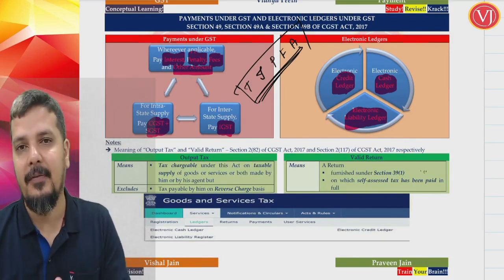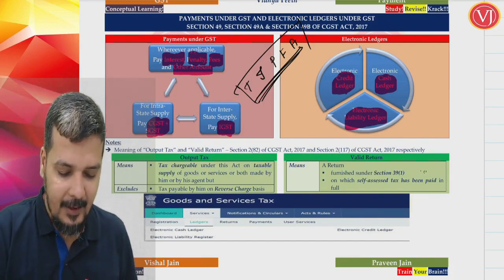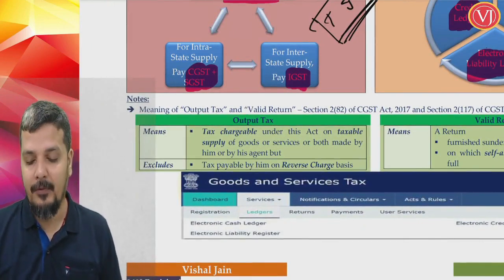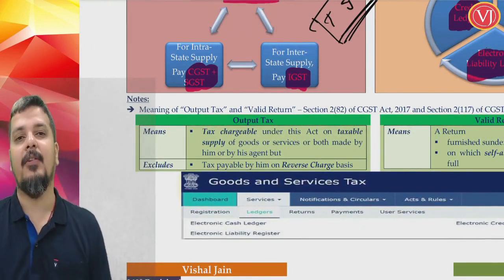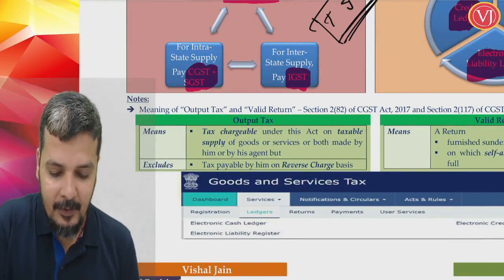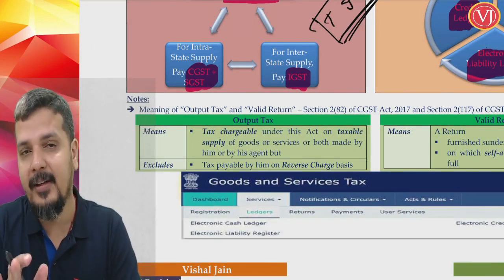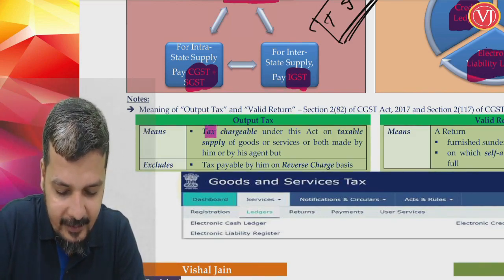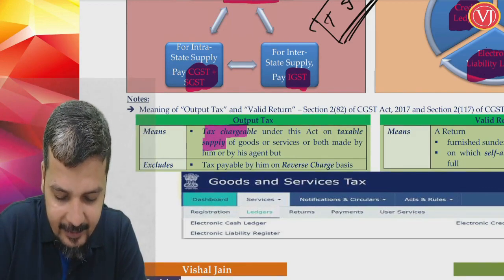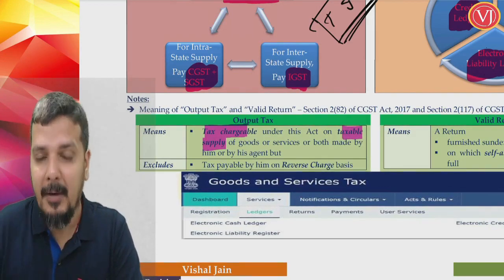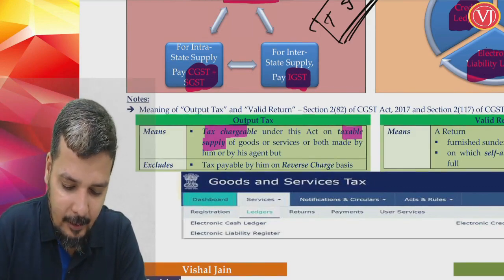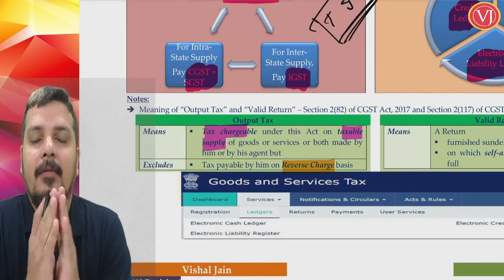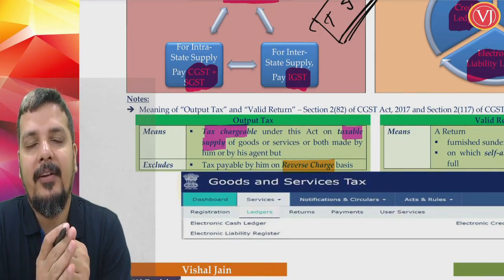Now we have certain definitions that we need to understand before we go to the next part. What do you mean by output tax in terms of section 2 clause 82 of the CGST Act, and valid return in terms of section 2 clause 117 of your CGST Act? So they have defined your output tax, and you will understand the significance of output tax when we are discussing these ledgers. They have defined output tax to mean tax chargeable under this Act on taxable supply of goods or services or both, but it will not include RCM. So your output tax will not include RCM. We'll understand the significance of your output tax when we are seeing the ledgers.